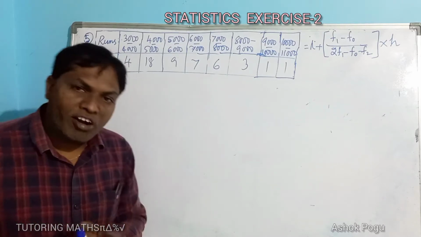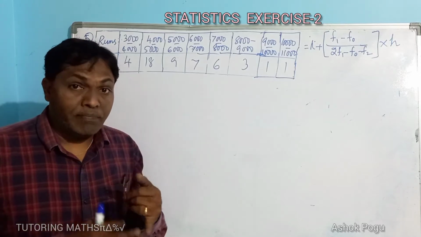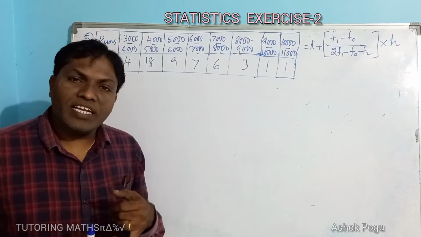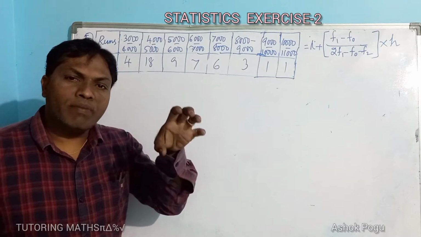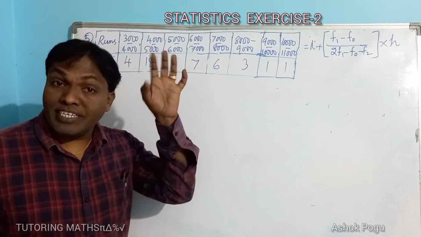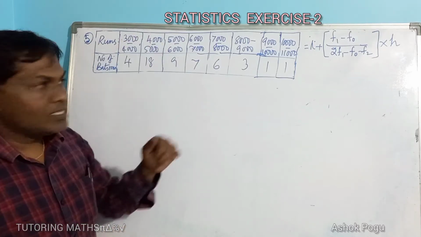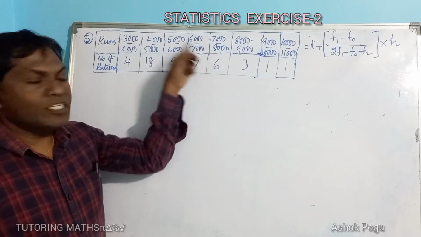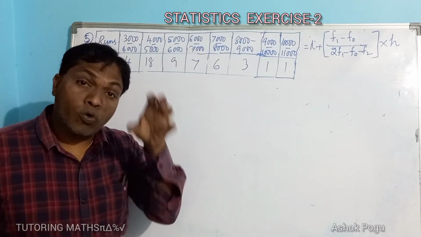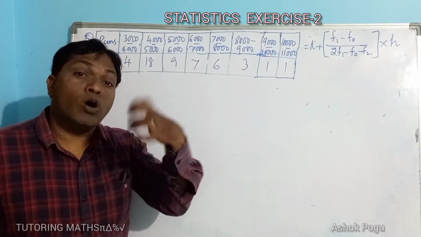Yes, here one more data is given. This data is about a cricket batsman. In one day international cricket, top batsman scores. How many runs were scored by the top batsman? So they have given the number of batsmen and runs. For example, 6,000 to 7,000 runs were scored by 7 batsmen in one day international cricket throughout the world.